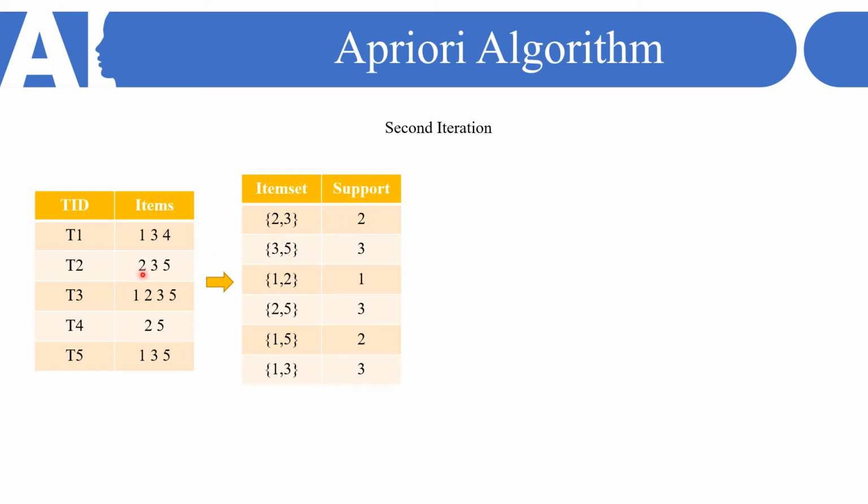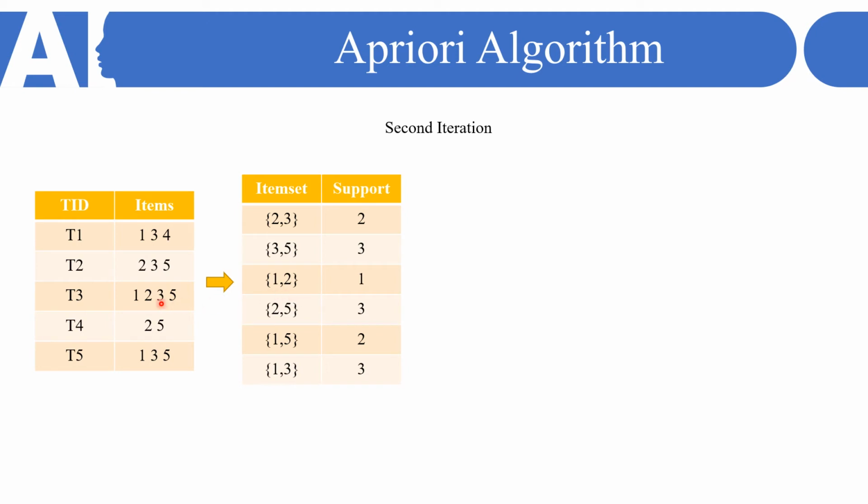So in this transaction T2 and in this transaction T3 it was purchased, and then support value for this is 2. Similarly 3 and 5 was purchased in the transaction T2, then T3, and then T5. So that's why support value for this is 3. So like this we have calculated the support values for the remaining ones.